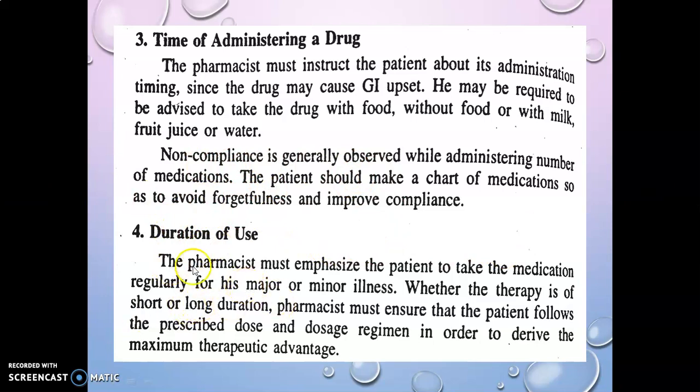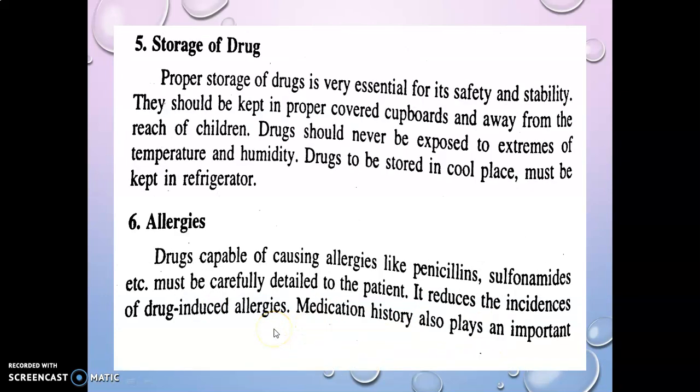Duration of use. The pharmacist must emphasize that the patient take medication regularly for his major or minor illness. Whether the therapy is of short or long duration, the pharmacist must ensure that the patient follows the prescribed dose and usage regimen in order to derive the maximum therapeutic advantage. Storage of drug. Proper storage of drugs is very essential for their safety and stability. They should be kept in properly covered cupboards and away from the reach of children.